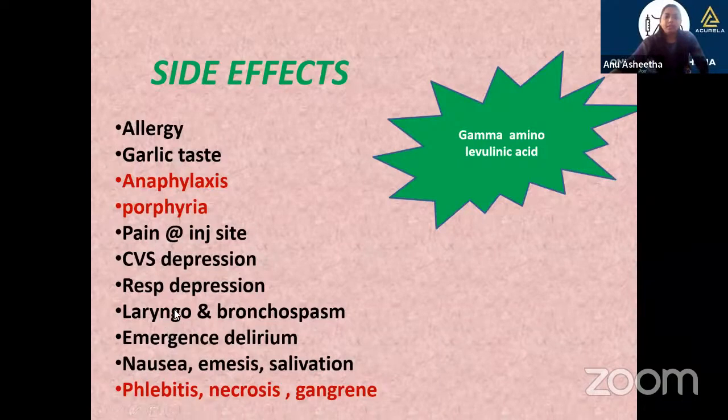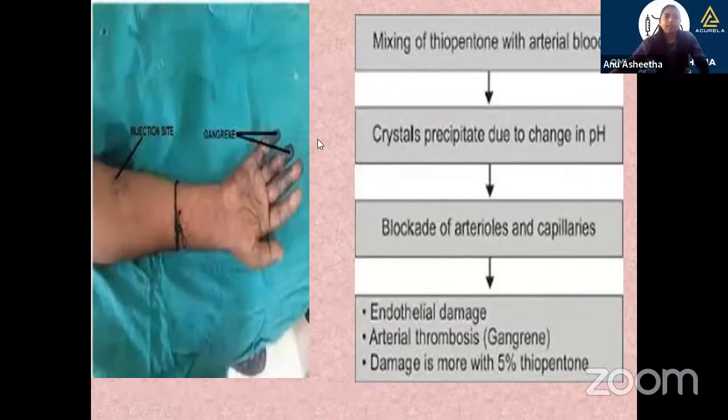Nausea, emesis, and salivation also occur. Phlebitis, necrosis, gangrene if injected arterially. Gamma aminolevulinic acid synthase is responsible for the acute intermittent exacerbation of porphyria.